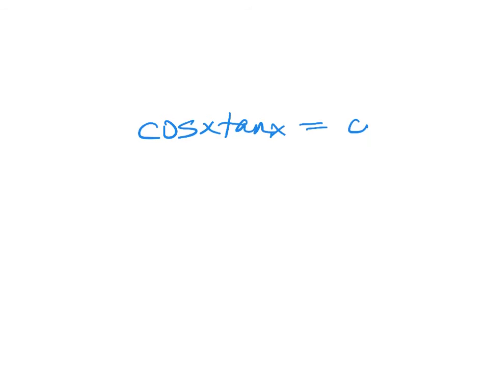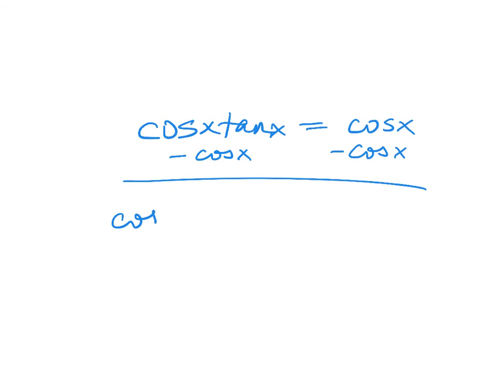Okay, so whenever we're solving a trig equation, we need to set it equal to 0. If you only divide both sides by cosine x, you're going to miss out on one of the answers. So what you need to do is move over and set it equal to 0.